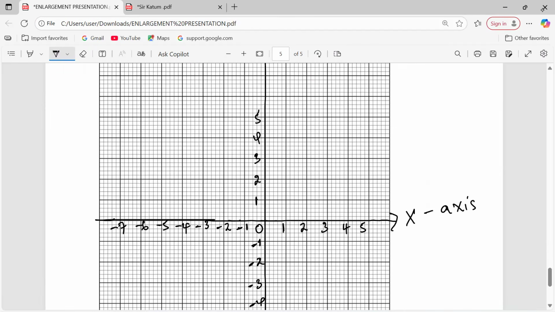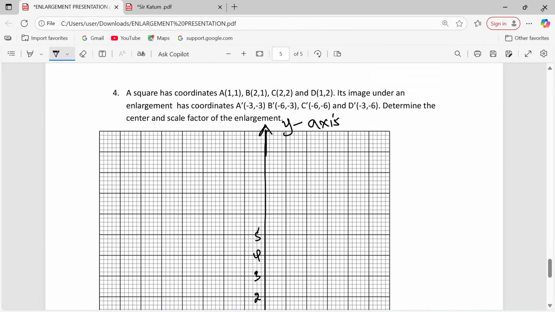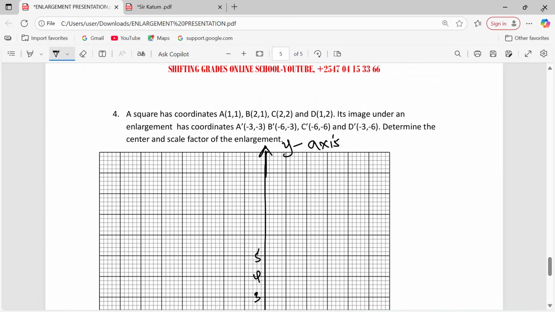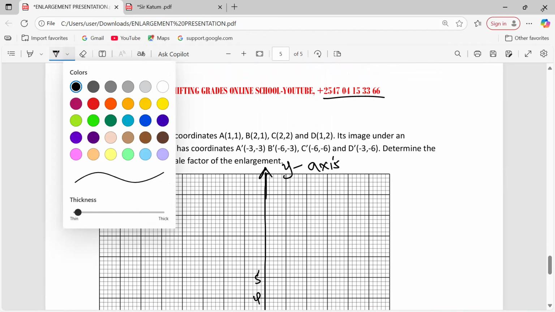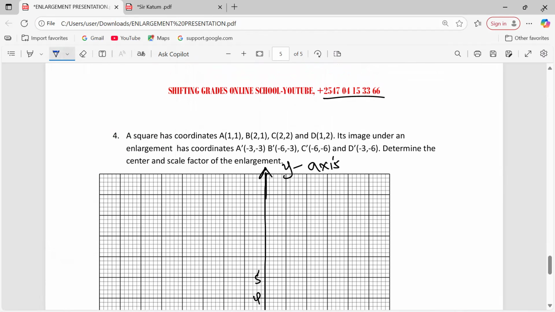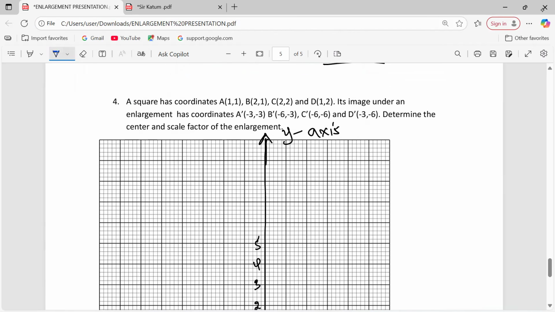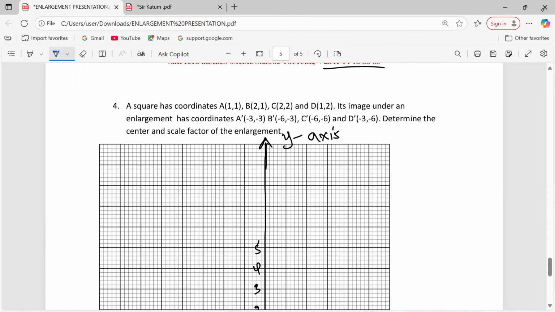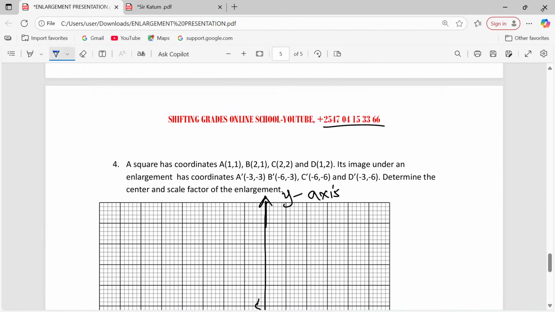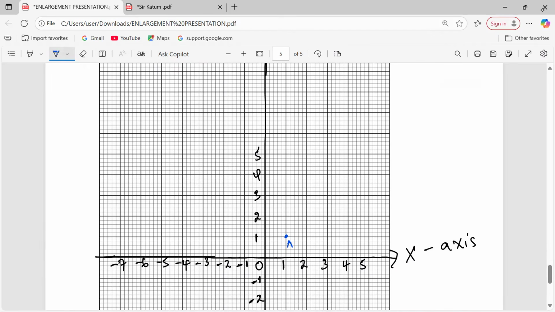So we go to the triangles now. Not triangles. This time round, we've been given a square. So we are supposed now to plot the coordinates of this particular square. What do we start with? 1, 1. That is point A. Then 2, 1. That is for B.